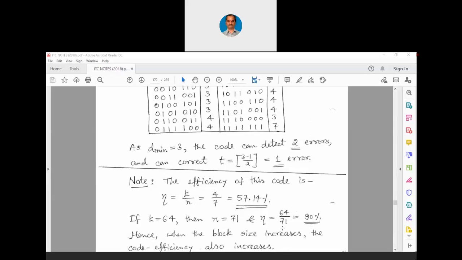So this means that when the total block size has more number of bits, then it is efficient. When there are more number of bits, the probability of error also reduces there, right? So hence when the block size increases, the code efficiency also increases.